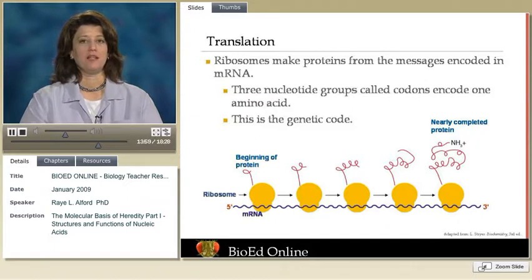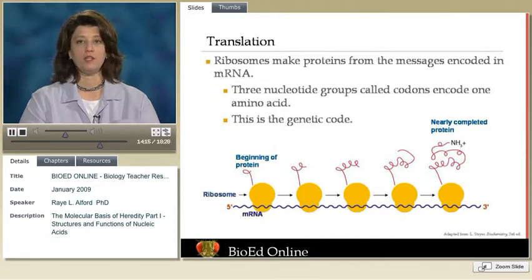After processing, messenger RNA is transported from the nucleus of eukaryotic cells to the cytoplasm, where it comes into contact with ribosomes. Ribosomes are the protein-making machinery of the cell. Ribosomes progress down the messenger RNA strand in a 5' to 3' direction, creating a protein as they go. Ribosomes are complex structures made up of protein and RNA and can be found floating freely within cells or attached to the rough endoplasmic reticulum.